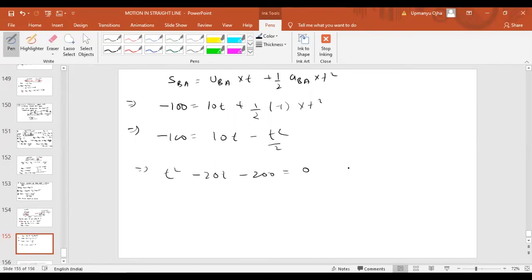So this is the equation of time. If we solve this, we'll get the value of time t. That will come as approximately 28 seconds. Fine. This is the way of doing the problem in terms of relative quantities. I hope you understand this.